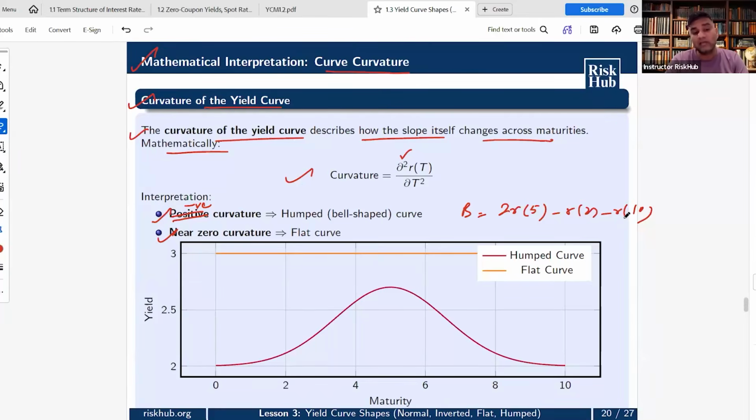That vertical separation is arbitrary and carries no meaning. Only the shape should be compared, not the level. And where it is used, please understand curvature is the third principal component of curve moves. After level and slope, it typically explains a few percent of daily variance. Butterfly trades are the direct expression of that curvature view.